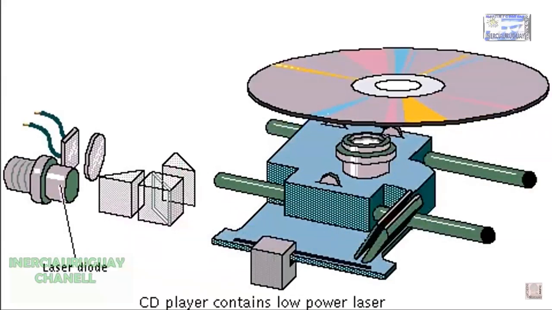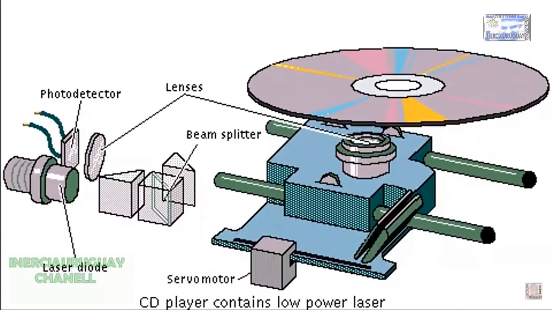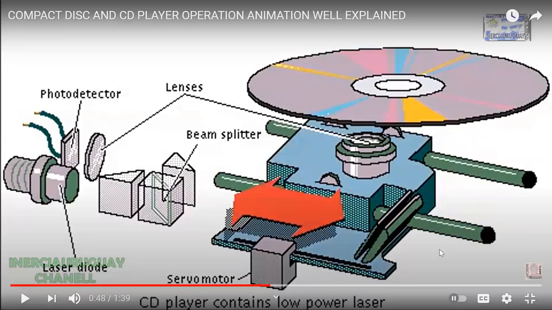A CD player contains a low-power laser and high-precision lenses and mirror. A servo motor positions the optical elements to a track on the disk. They are explaining what is happening inside our CD-ROMs, right? What happens when you put it in the CD-ROM.